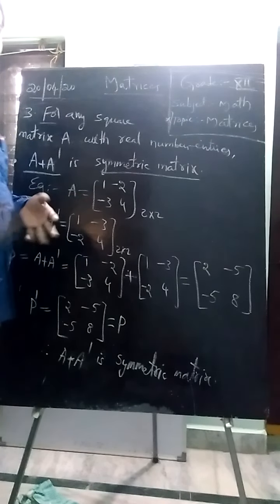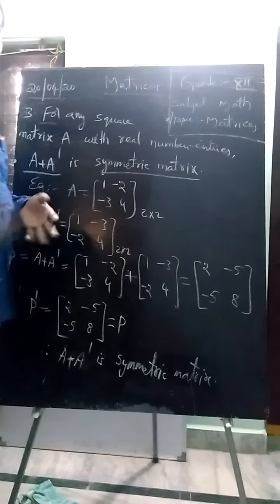So it is a symmetric matrix. P is what, students, here? A plus A transpose. A is the given matrix, A transpose is the transpose of the given matrix. So it is proved that the sum of a matrix and its transpose is always a symmetric matrix.